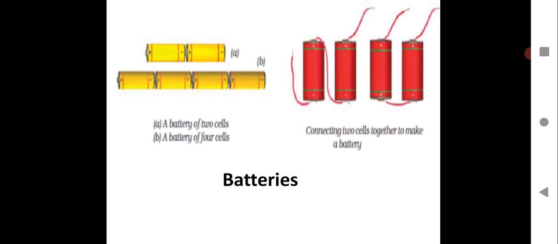Then have a look at how the battery is arranged. On the left hand side, figure A, you have a battery of two cells. Here you have negative connected to positive. That becomes a battery. Or you can have a battery of four cells, as you can see in figure B on the left hand side. So negative to positive, then negative to positive connection, and that is a horizontal arrangement.